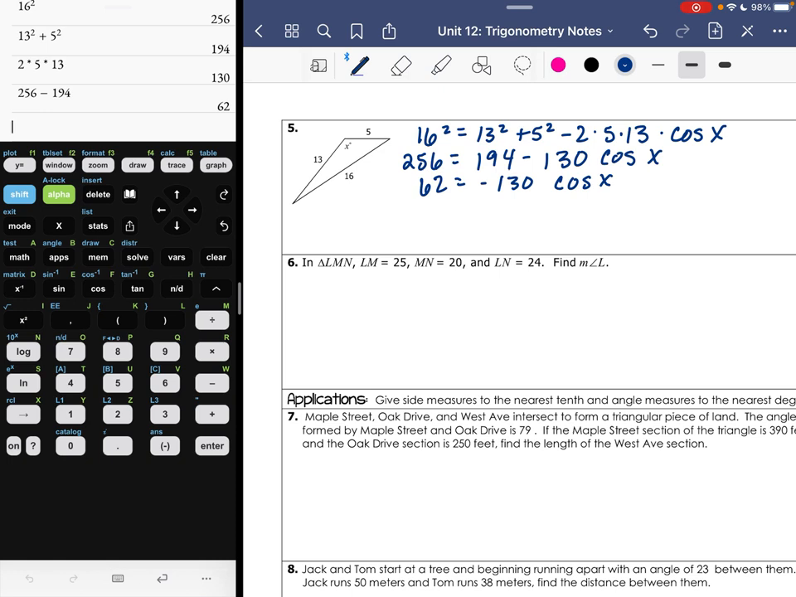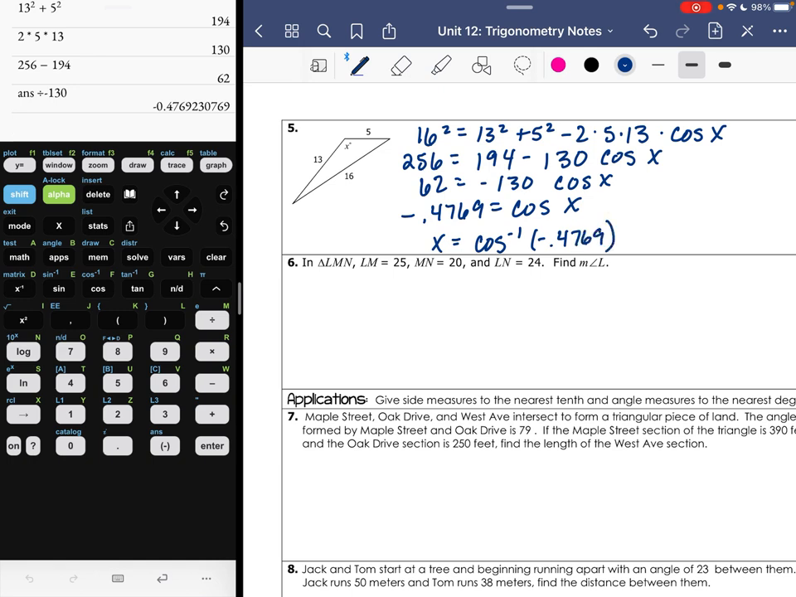And then you're going to divide by negative 130. Whoops, I left out the 1. So that's going to be negative 0.4769 equals the cosine of x. So that means x equals the inverse cosine of negative 0.4769. Which, of course, you're just going to do in your calculator, do inverse cosine of the previous answer.